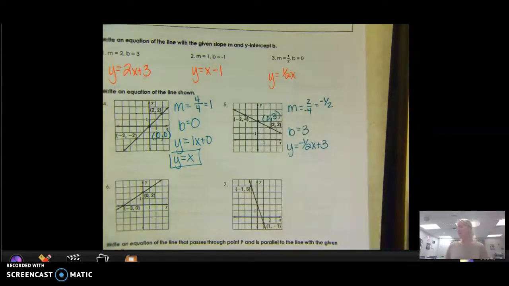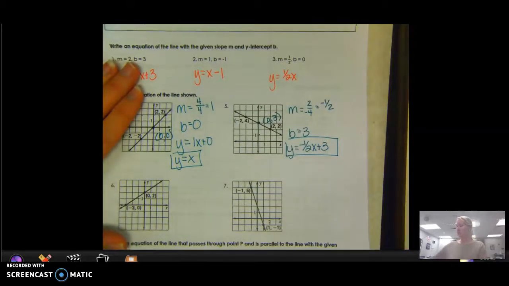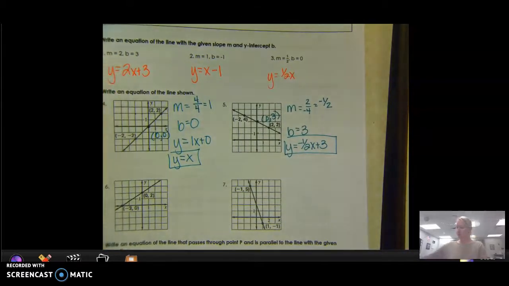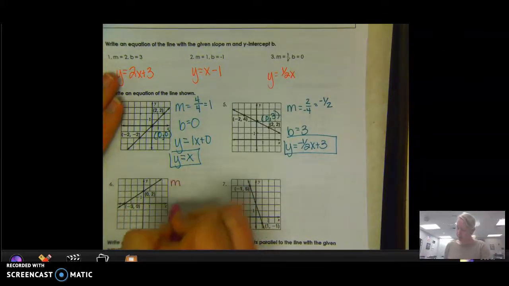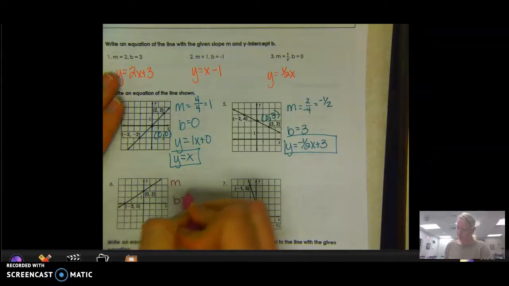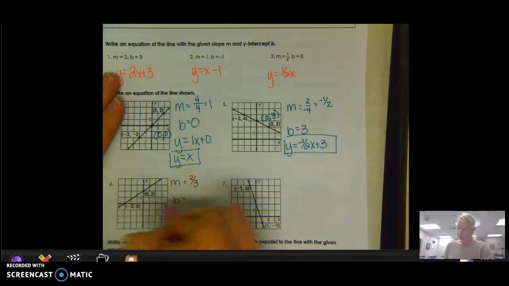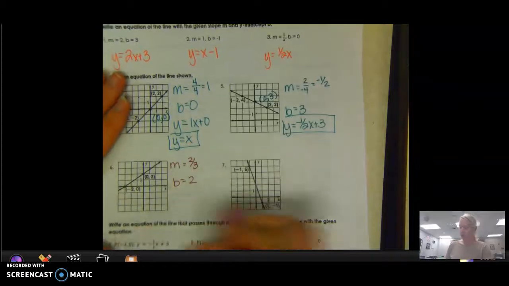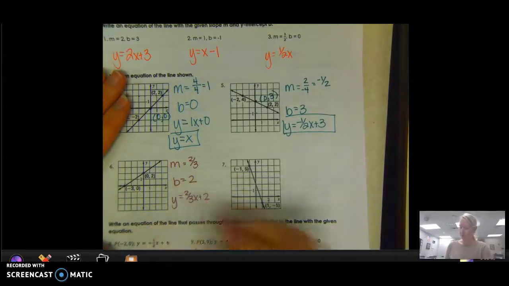It is not incorrect with the bottom number, but I will tell you if you're entering into Schoology or something else, it always needs to be with the top number. All right, number 6, same process. My slope and my y-intercept. My slope is up 1, 2 over 1, 2, 3. So 2/3. My y-intercept is the y value, so that's 2. So y equals 2/3 x plus 2.